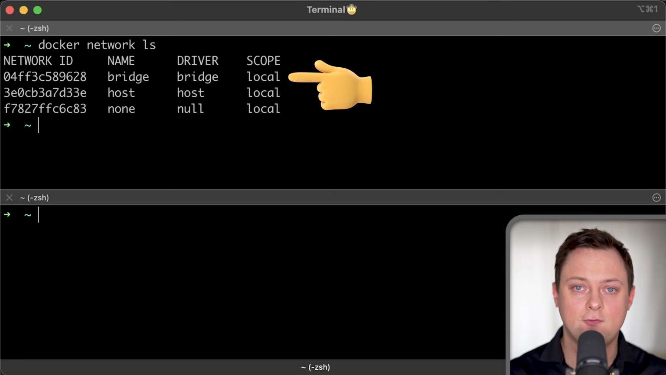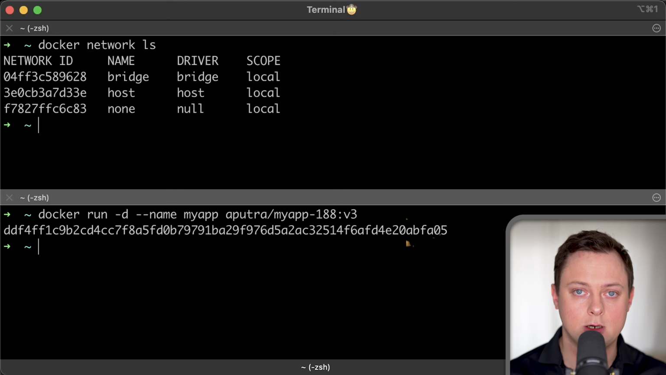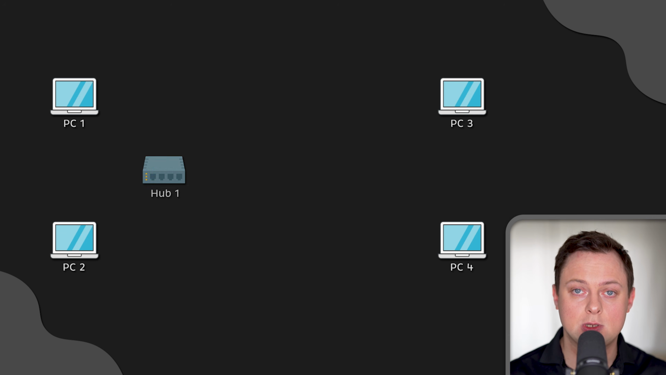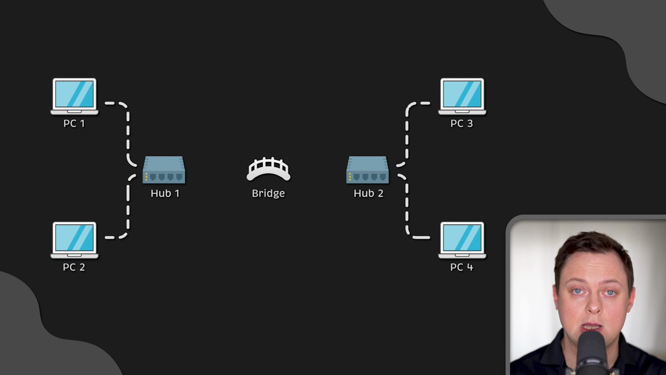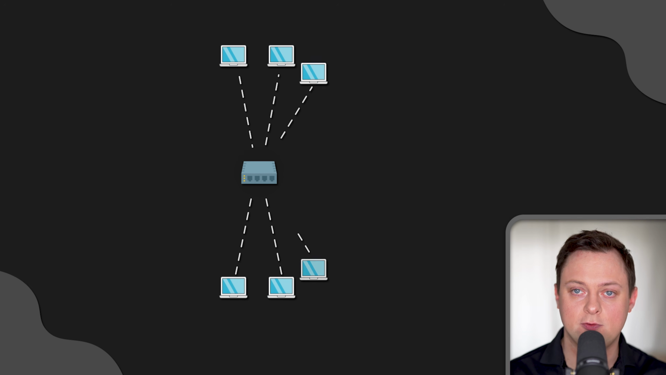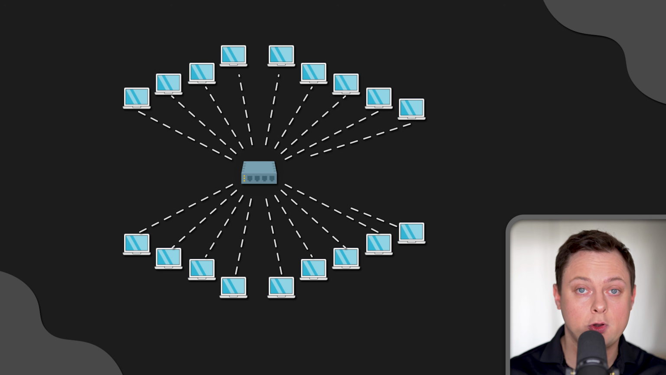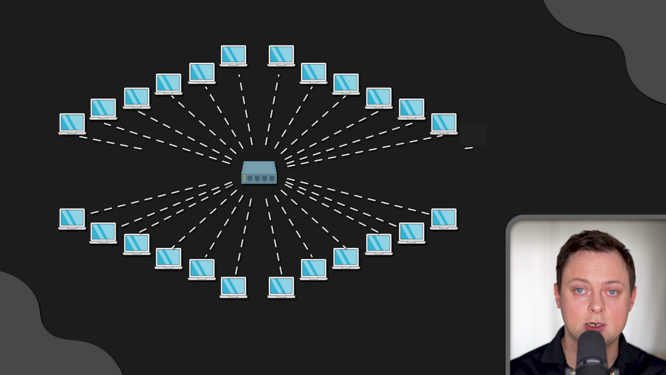Let's start with the default bridge network, which is used whenever you start a container. But first, let's take a look at what a bridge is in a regular network without Docker. In a nutshell, a bridge is a physical or a virtual device that connects multiple local area networks. Let's say you have a large number of devices connected to the local network in an office building. Maybe you have 30 devices, like computers, printers, etc.